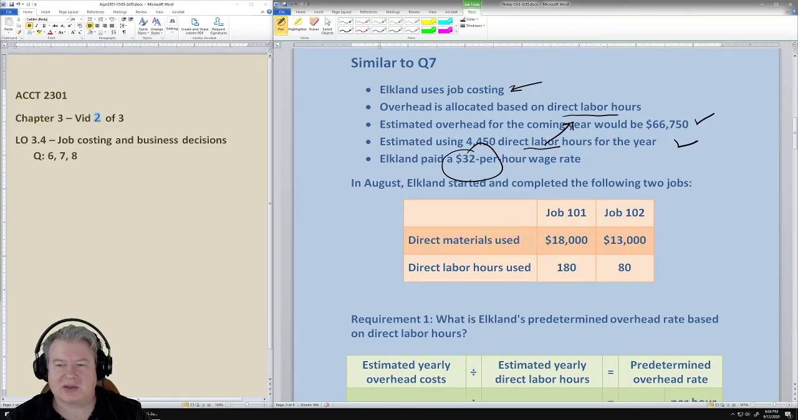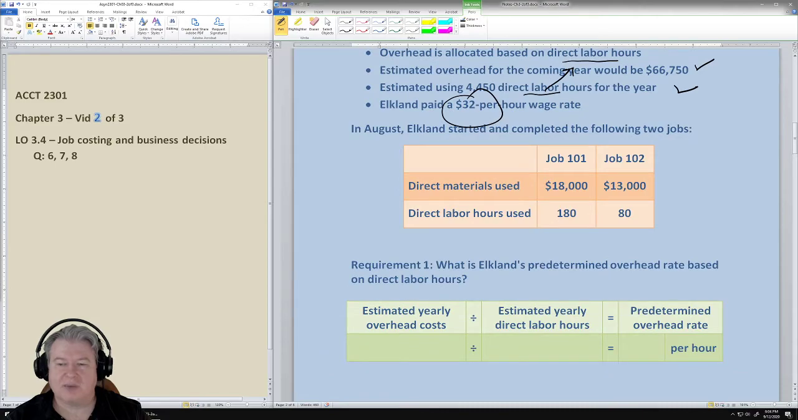So a question like this may give us a couple of jobs and give us some information. So just like I've said before, we need to calculate MOH because that's the unknown. Typically, these two things are known. The direct materials and the direct labor hours, those two things typically are known and tracked.